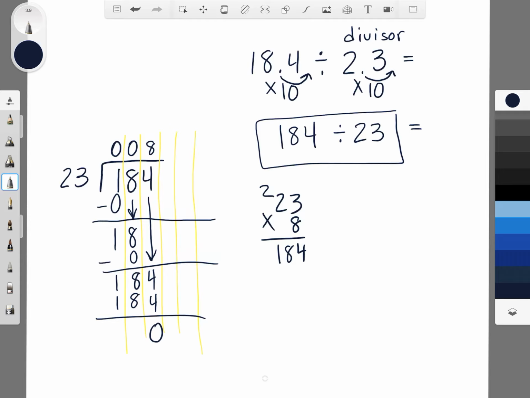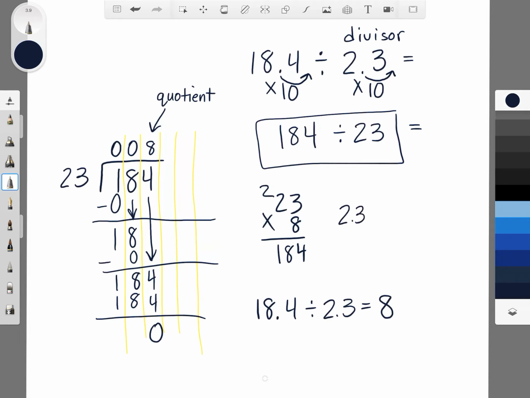So in this particular case, we don't have a decimal in our quotient. This is our quotient. And so going back to our original problem, 18 and 4/10 divided by 2 and 3/10 is equal to 8.